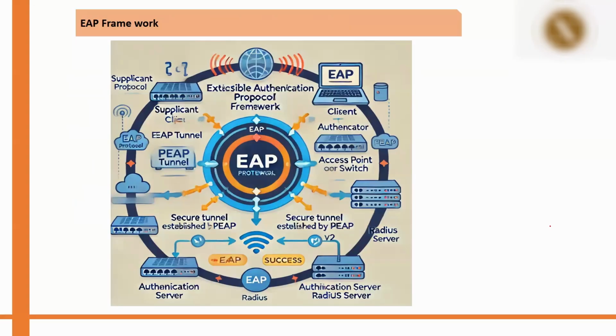So here you can see the supplicants trying to connect through the EAP network. They are going through a secure tunnel established by PEAP. Here you can see the authentication server, secure tunnel established. So people are trying to connect through Wi-Fi. There is an EAP protocol. So it's just giving you an idea of how the supplicant, the authenticator and the ISE are going to communicate.